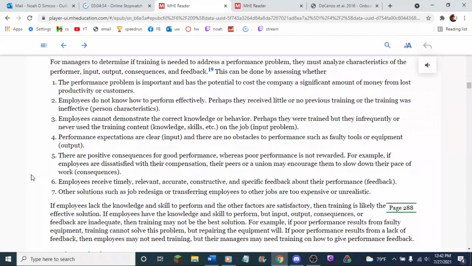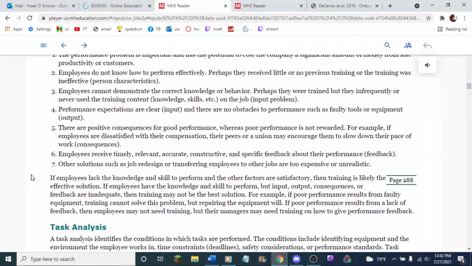Output: assess whether there are positive consequences for good performance, whereas poor performance is not rewarded. For example, if employees are dissatisfied with their compensation, their peers or a union may encourage them to slow down their pace of work. Consequences: assess whether employees receive timely, relevant, accurate, constructive, and specific feedback about their performance. Assess whether other solutions such as job redesign or transferring employees to other jobs are too expensive or unrealistic.